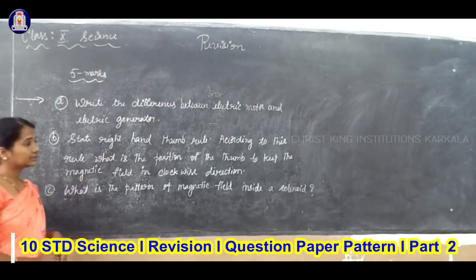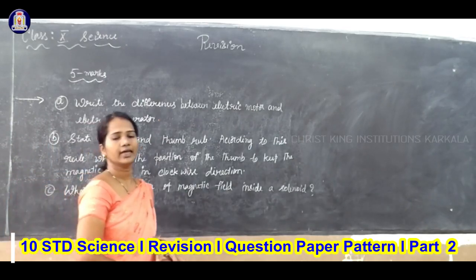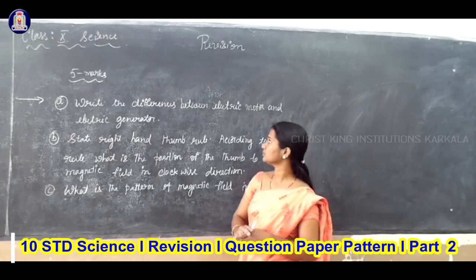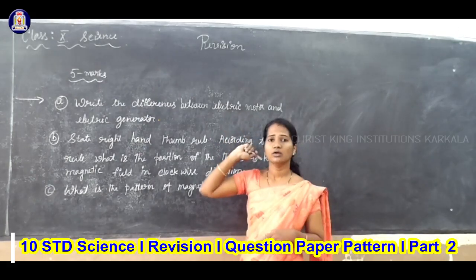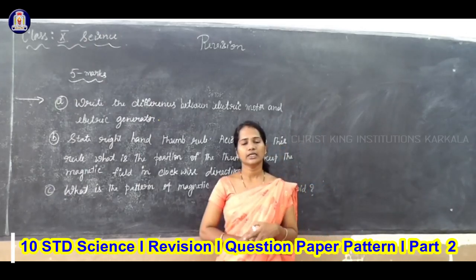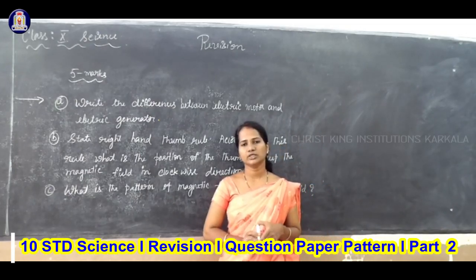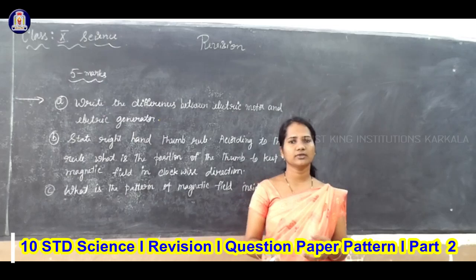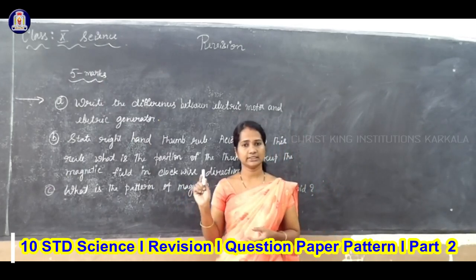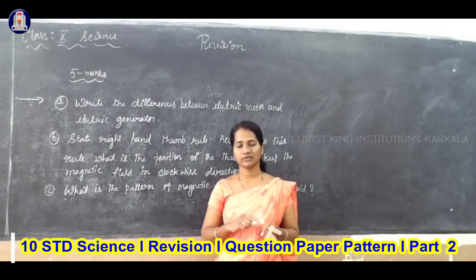Write the differences between electric motor and electric generator. You have to write 2 differences for 2 marks. As you know, I have given in the notes generator and motor. Generator converts mechanical energy into electrical energy. Motor converts electrical energy into mechanical energy. This is the first important difference.